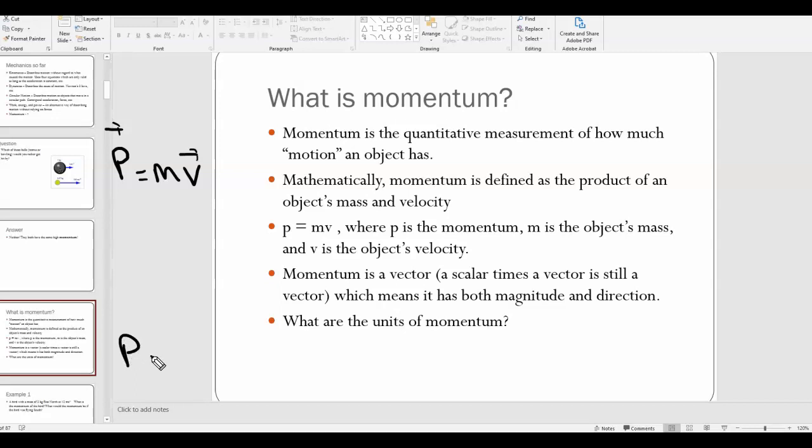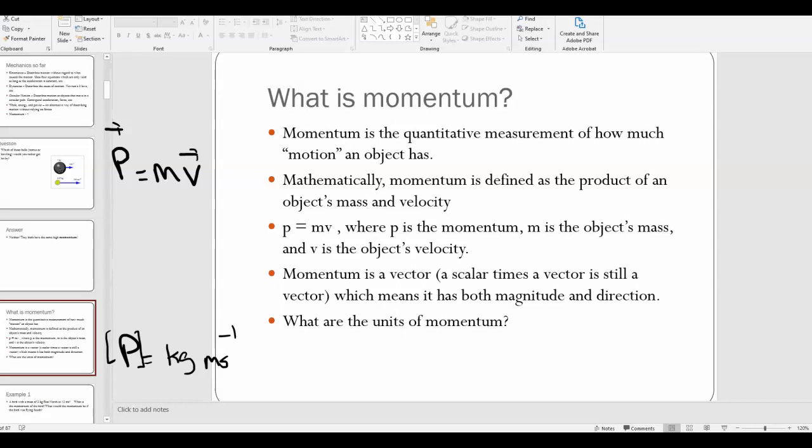Okay, so we know how to find the units of something. Basically, you take the equation and plug units into it. So if momentum is mass times velocity, and mass is in kilograms and velocity is in meters per second, then the units of momentum would be kilogram meters per second. That's it. We don't give that a special name, it's just kilogram meters per second.